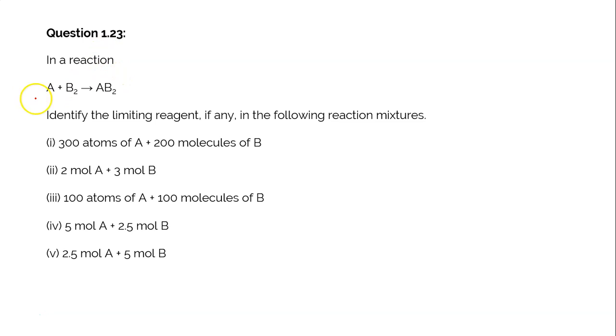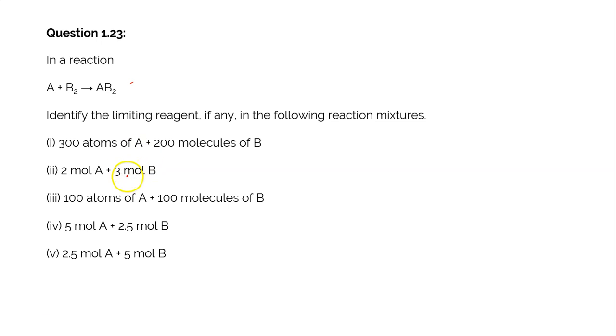The question is talking about a chemical reaction which looks like this. A plus B2 gives AB2. And now if this is the chemical reaction, you have to identify the limiting reagent, if any, from the following reaction mixtures. So this is the actual reaction, a balanced reaction. Now you have 5 cases given, 5 instances given. Now you have to observe each of these instances, and you have to tell which of the 2 reagents as per the quantities given over here is acting as a limiting reagent.